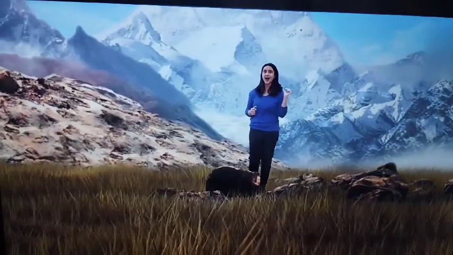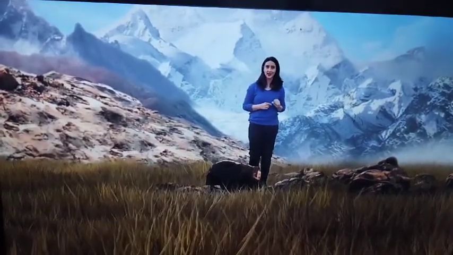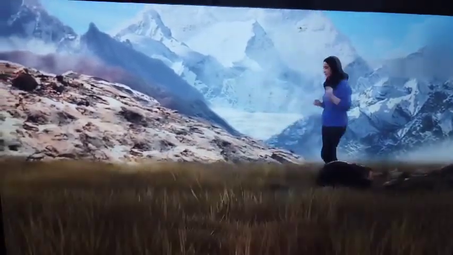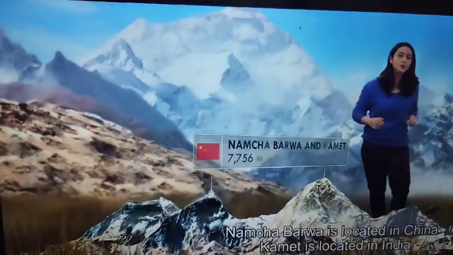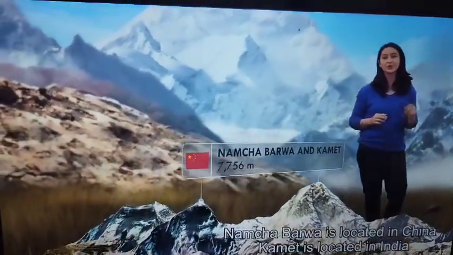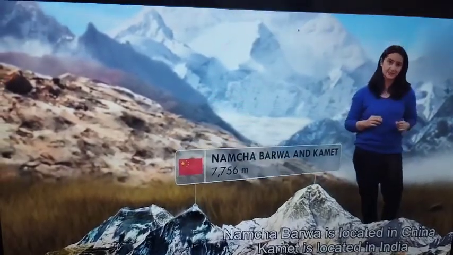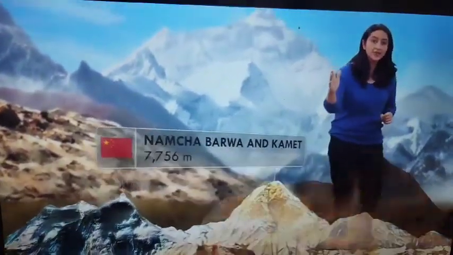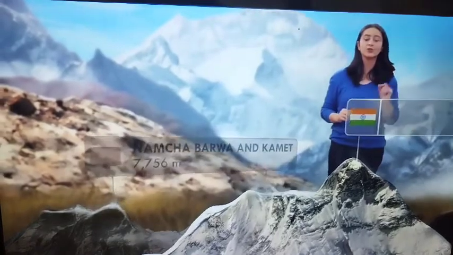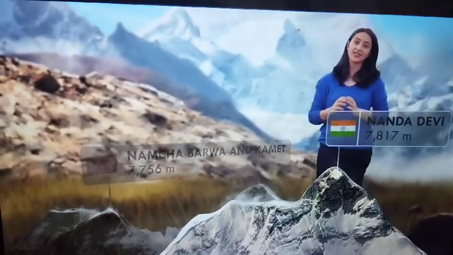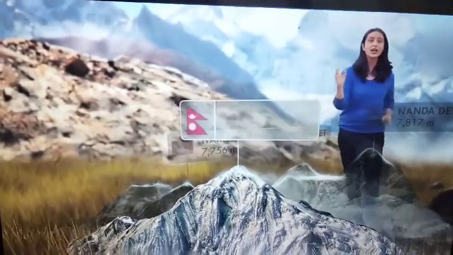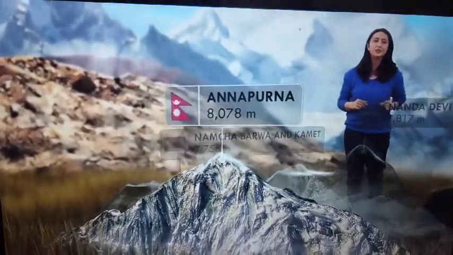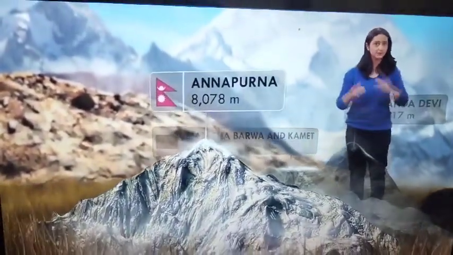Let's look at some of the highest peaks in the Greater Himalayas. So first up, we have the Namcha Barwa and the Kamet, both of which have an altitude of 7,756 meters. The Nanda Devi has a slightly higher altitude of 7,817 meters. Then in Nepal, we have the Annapurna at an altitude of 8,078 meters.